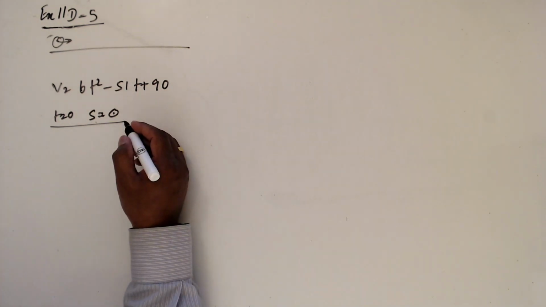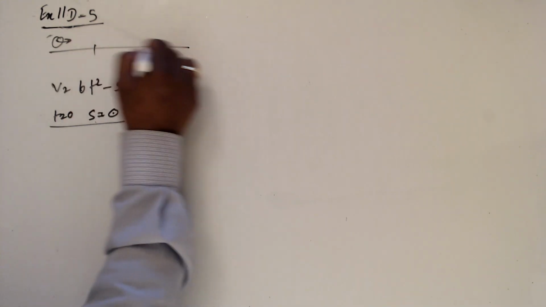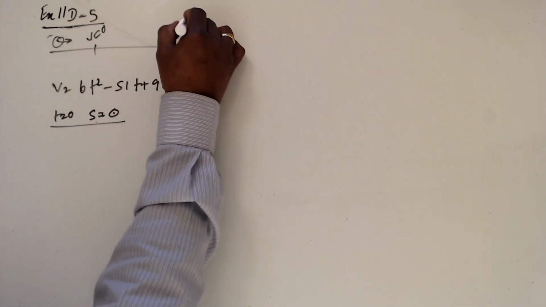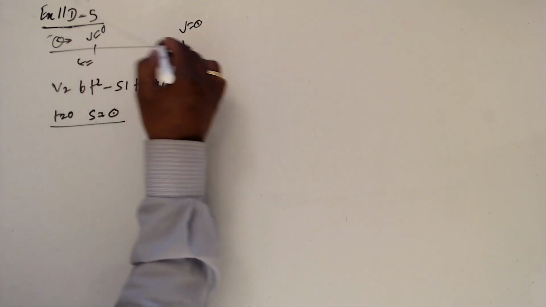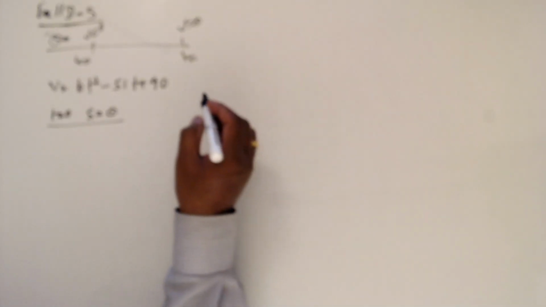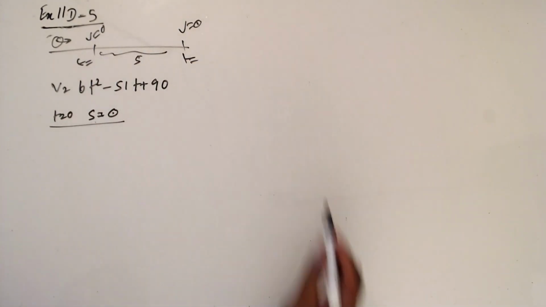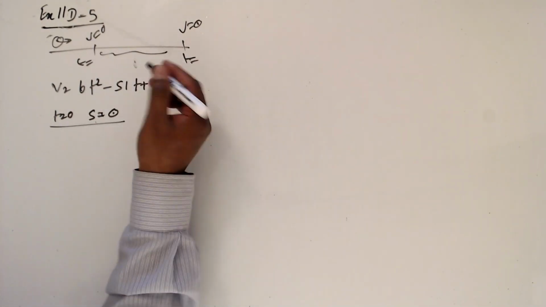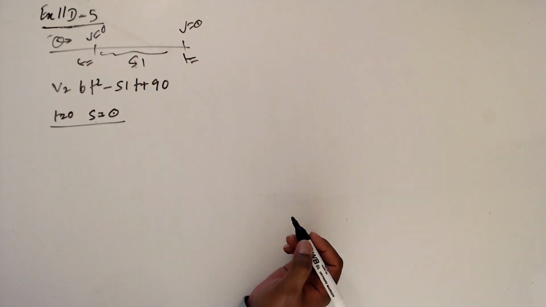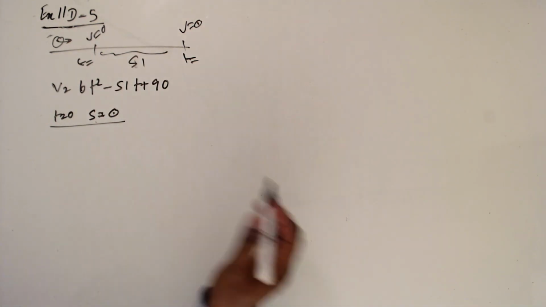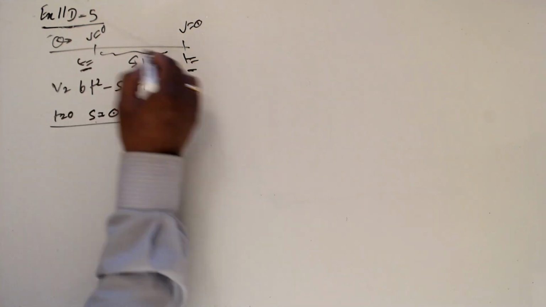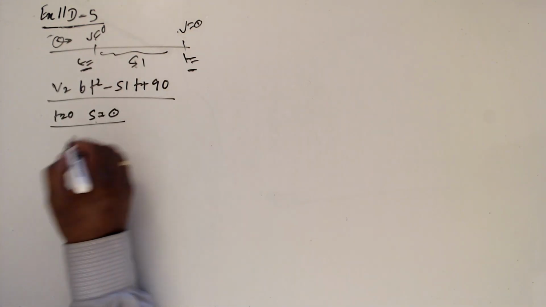So the question is, find the distance between the two points where P is instantaneously at rest. Somewhere here v becomes 0, so maybe there are two values of t. We need to find this distance, let's say S1. First of all, we need to find these two times when v equals 0, so we'll solve this equation.